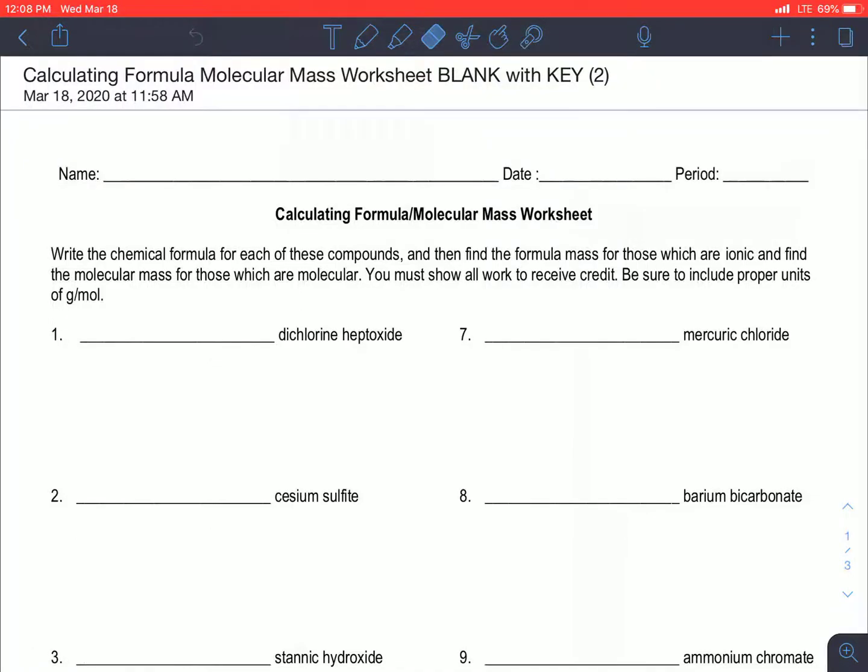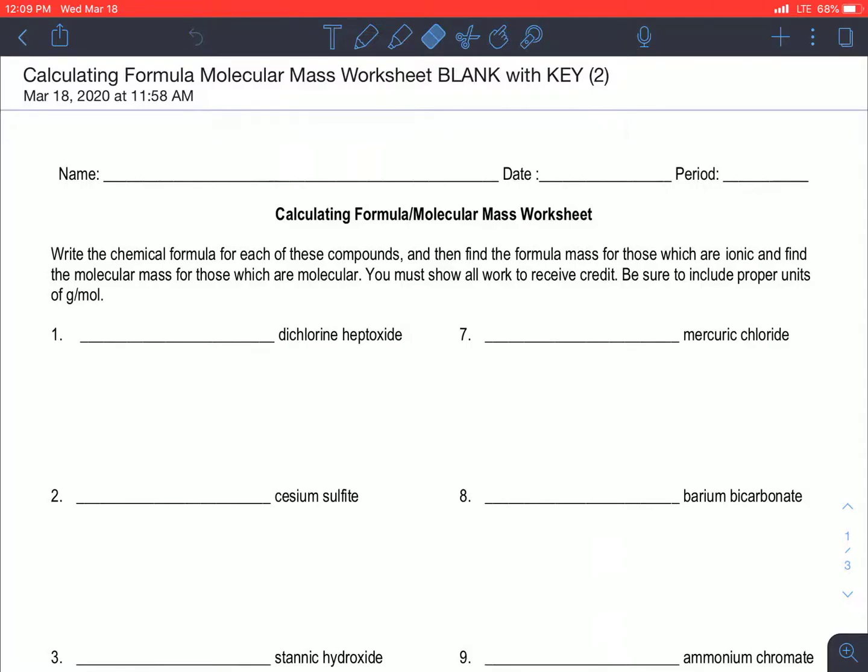Guys, this is just a quick little tutorial on how to complete this worksheet using formula mass and calculating. You're going to need a couple of things to do this. You're going to need your periodic table. If you need one, you can find one on the topics page under chemistry resources. You need a calculator, and you may need your ions list.